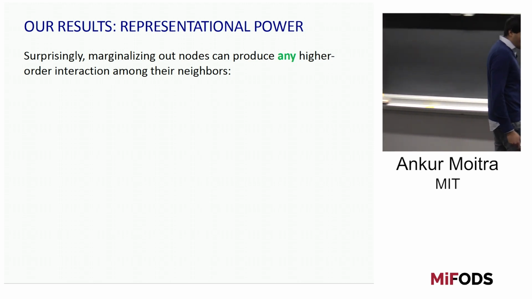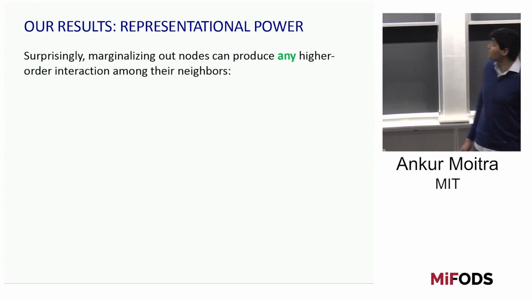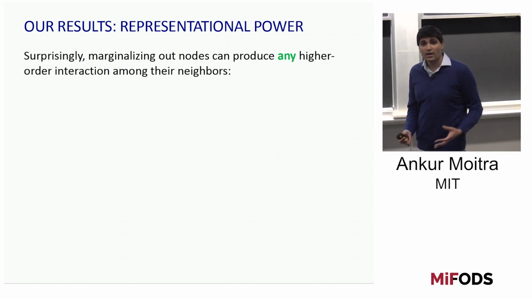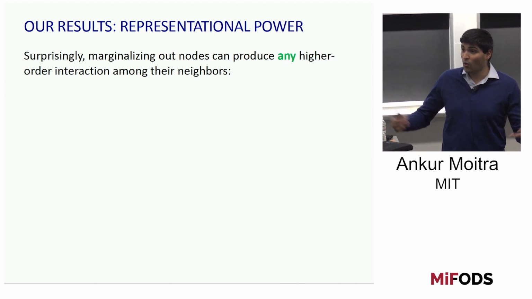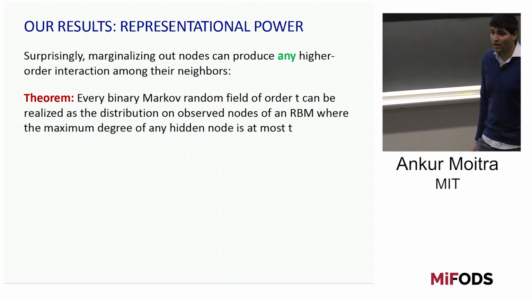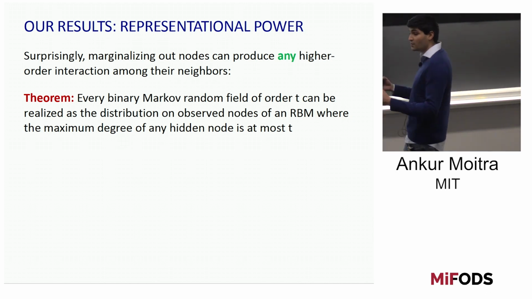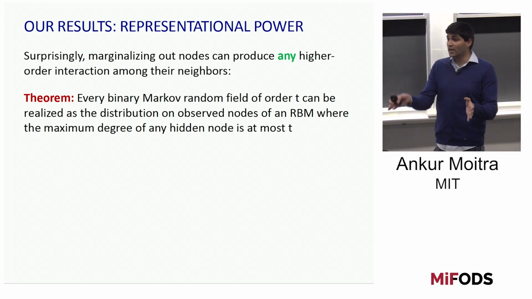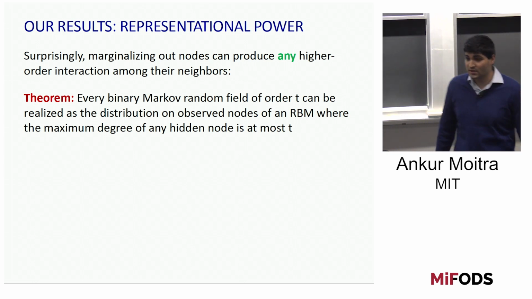So the first one is really a characterization of the representational power of bounded degree RBMs. In fact, one direction I explained as the folklore fact that if you marginalize out these hidden nodes, you create an order R Markov random field. But can you create every type of order R Markov random field? The surprise is that you can; they're equivalent in representational power. Every binary Markov random field of order t can actually be realized as the distribution on the observed nodes of an RBM whose hidden degree is at most t. So this is an exact equivalence between what types of distributions they can represent.